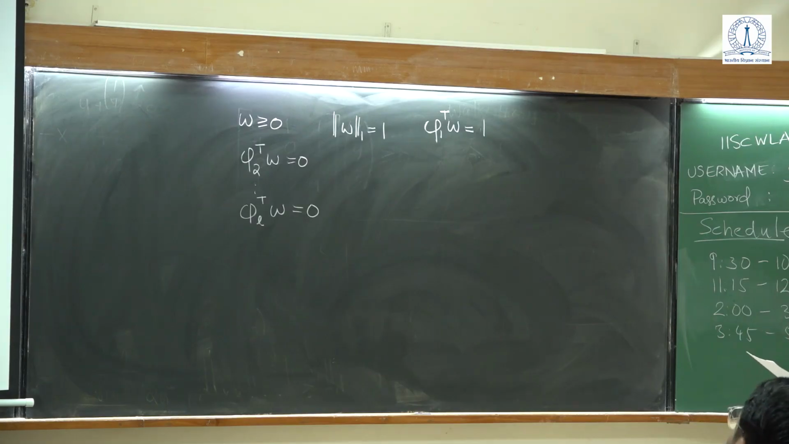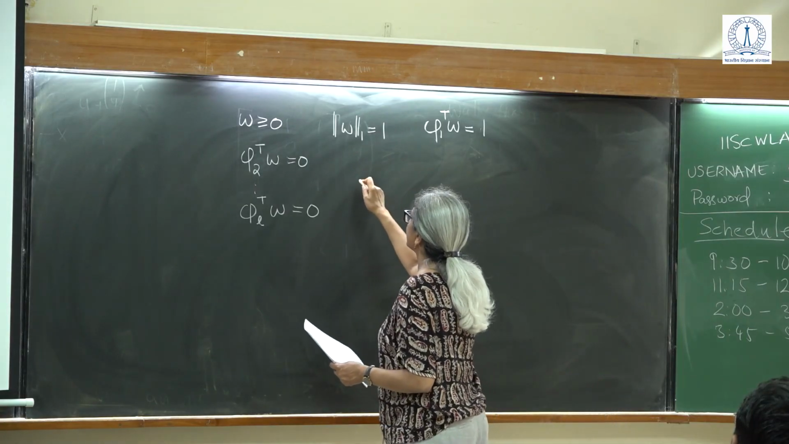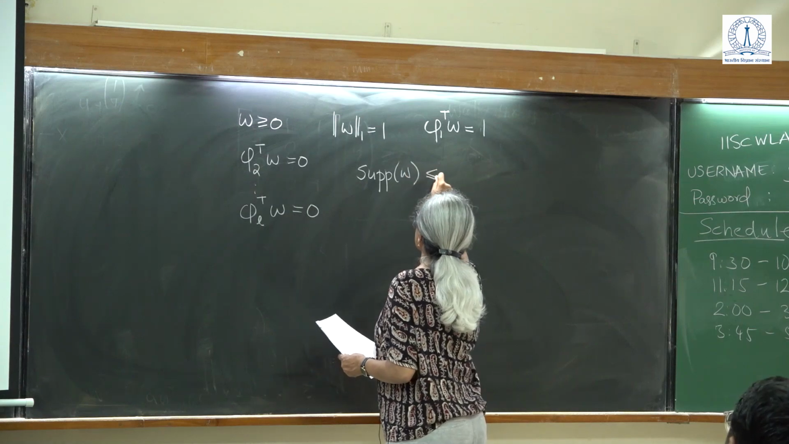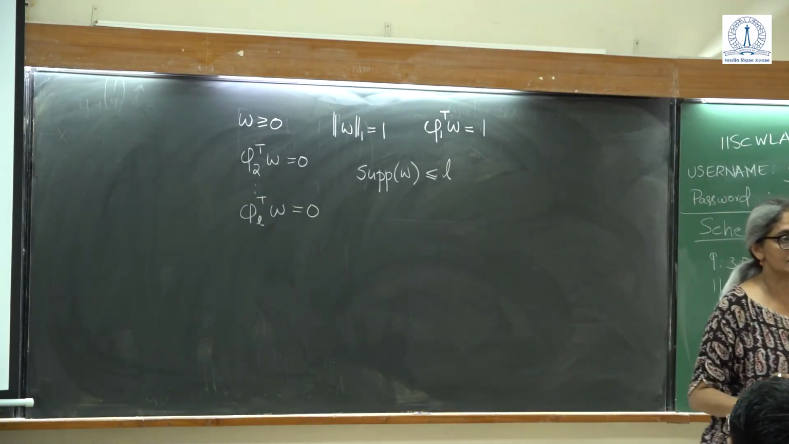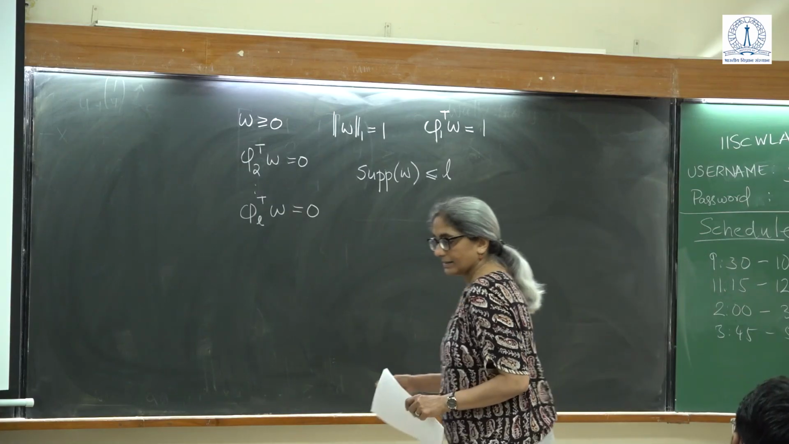Okay, so let's think about what this actually means. These equations have more meaning than we realize. The key thing was that the support of W was small, so the support of W was less than or equal to L. It didn't need all n coordinates to do this, just needed a few coordinates. So let's think about what this is saying.